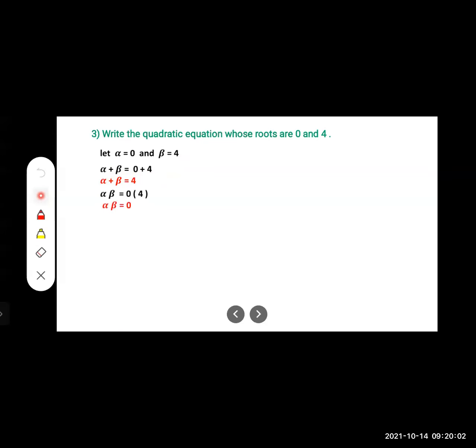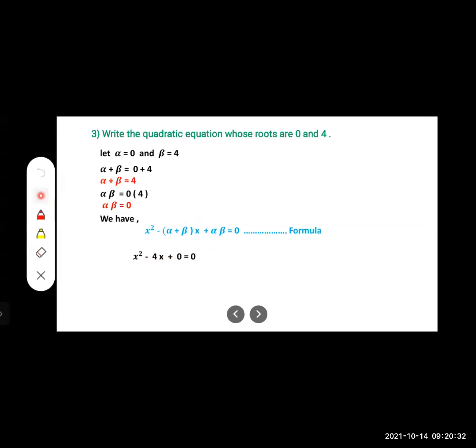And then next, alpha into beta you find out. That means 0 into 4. So you'll be getting 0. And next, write the formula. x square minus alpha plus beta into x plus alpha into beta equal to 0. Okay. And then next, what you can do, substitute here. x square minus alpha plus beta, what you can write over here, children, 4 I can substitute. So directly 4 into x, 4x I can write.